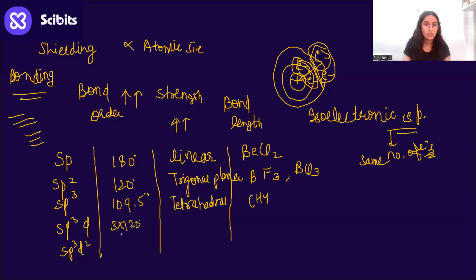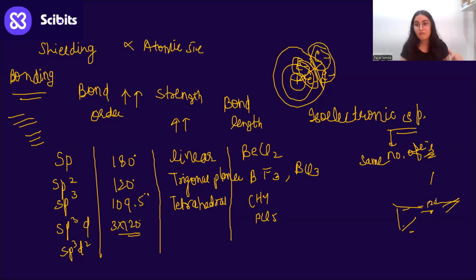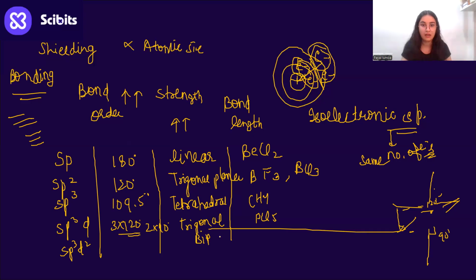For sp3d, an example is PCl5. Three chlorine atoms are in a single plane, so their angle is 120 degrees. And one chlorine is above and one is below, at 90 degrees. So two bonds have a 90-degree angle and three bonds have a 120-degree angle. This shape is called trigonal bipyramidal. This is the shape which I have drawn now.